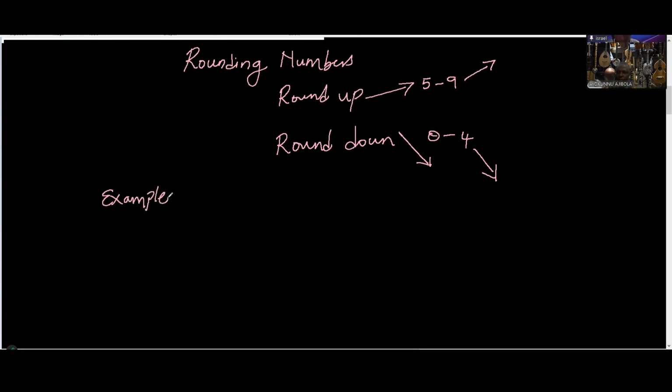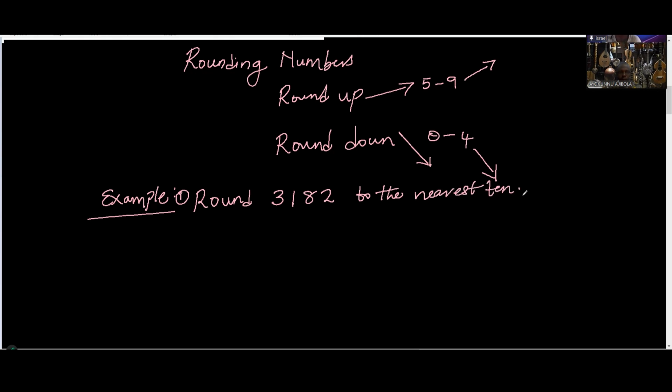For example, that's example 1: round 3,182 to the nearest 10. To the nearest what? 10. So what number is under the place value 10? This is unit and this is 10. What number is under place value 10?